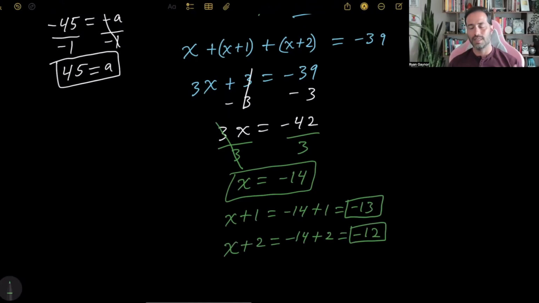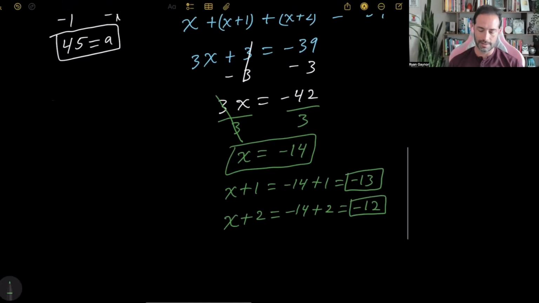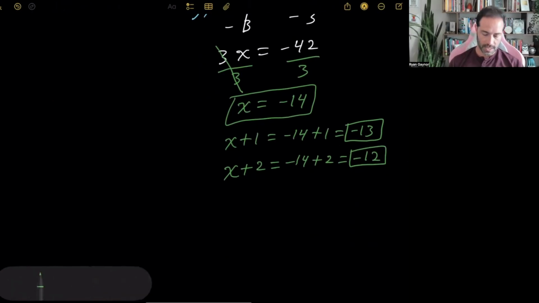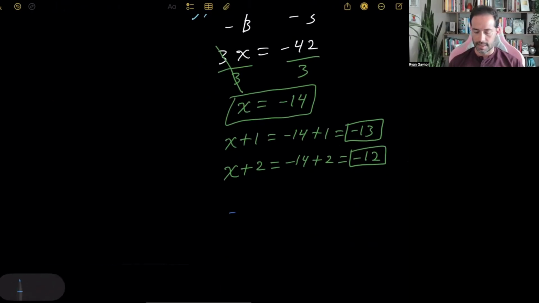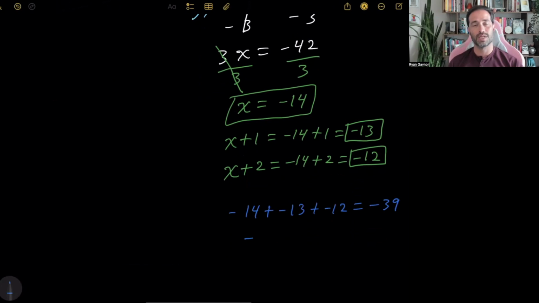Is negative 14 plus negative 13 plus negative 12 equal to negative 39? Well, let's triple check. So here we go. We got negative 14 plus a negative 13 plus a negative 12 equals a negative 39. Is that true? Well, it's really, if we have a plus negative, the negative wins out. Negative 14 minus 13 minus 12 equals negative 39.